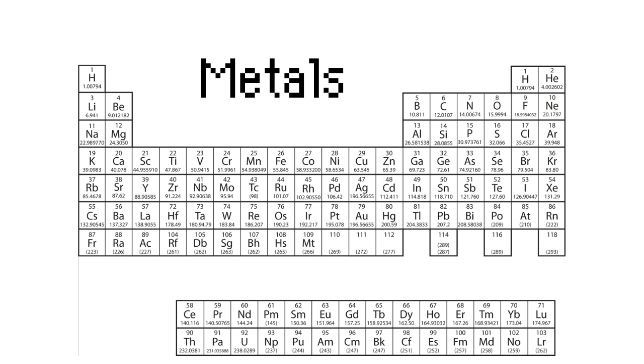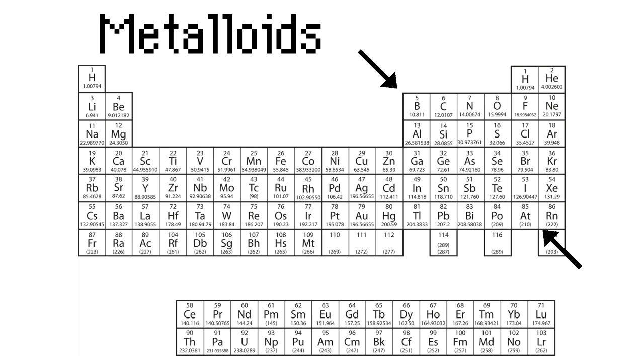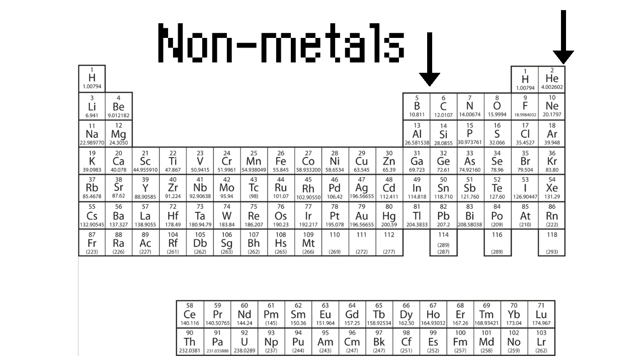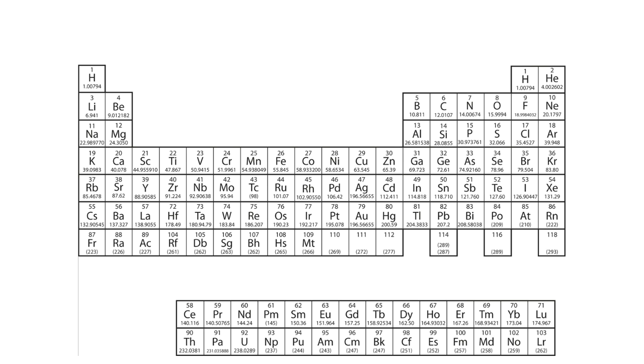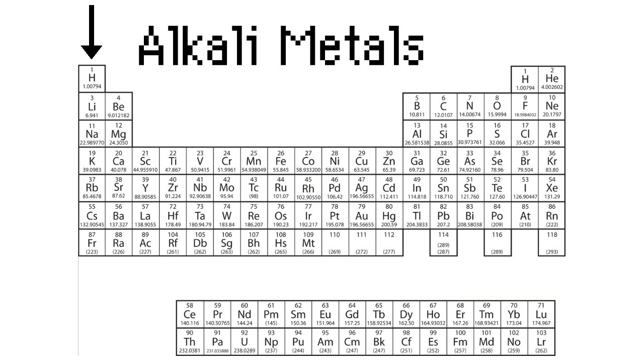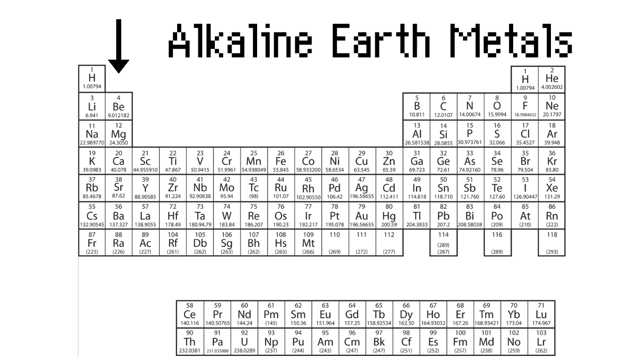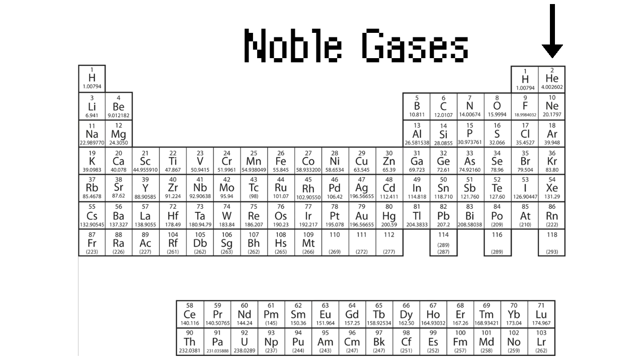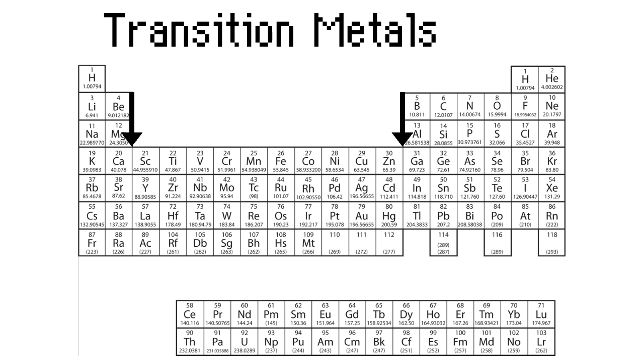For example, the metals start here and then end right here, which is where the metalloids start, and then the nonmetals start right here. To branch off from that, there's certain families, such as the alkali metals, there's the alkaline earth metals, the halogens, the noble gases, and then all the transition metals.